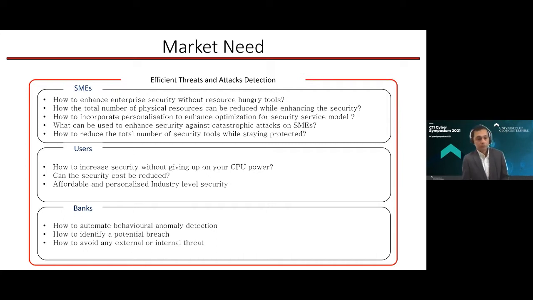For individual users, how they can increase security without giving up on their CPU power. Can the security cost be reduced? Affordable and personalized industry level security. For banks, how to automate behavioral anomaly detection, how to identify a potential breach, how to avoid any external or internal threats.